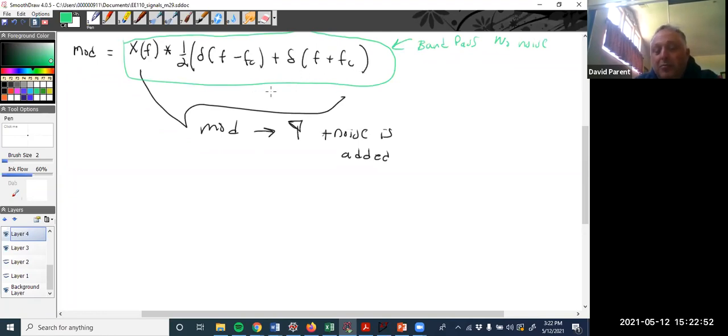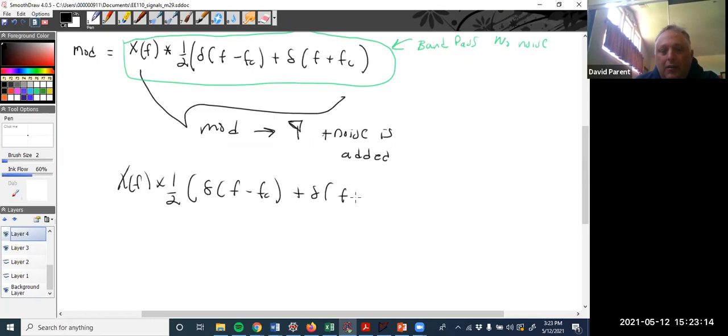Maybe I have to multiply it, it's attenuated or something, right? So then it goes into that other multiplier, all right? X(f) 1/2 delta(f minus fc). So even though it went through an antenna and noise was added, if I have this perfect bandpass filter, I'm right back to where I started, right? I'm right back to modulated.